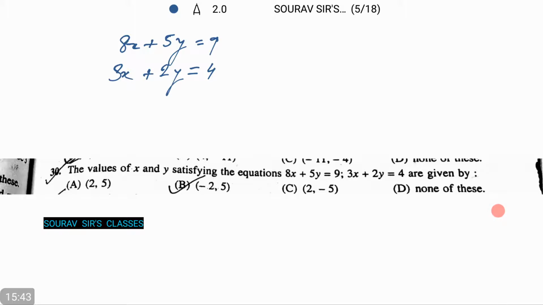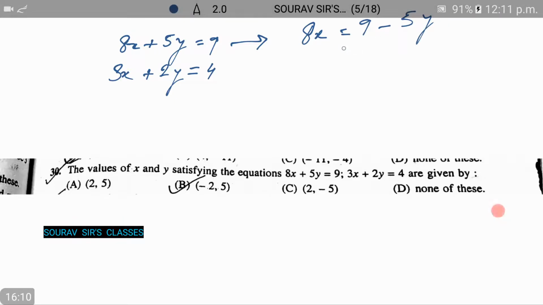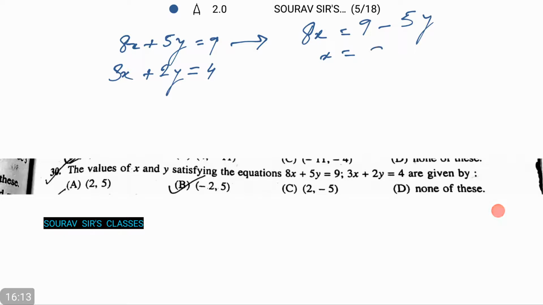So first we may solve this for x or for y. Let us solve this for x first. It does not matter which you solve it for. You can solve it for x or you can solve it for y. It doesn't really matter. So 8x equals 9 minus 5y, which gives us x equals 9 minus 5y by 8. Now this is the value for x.